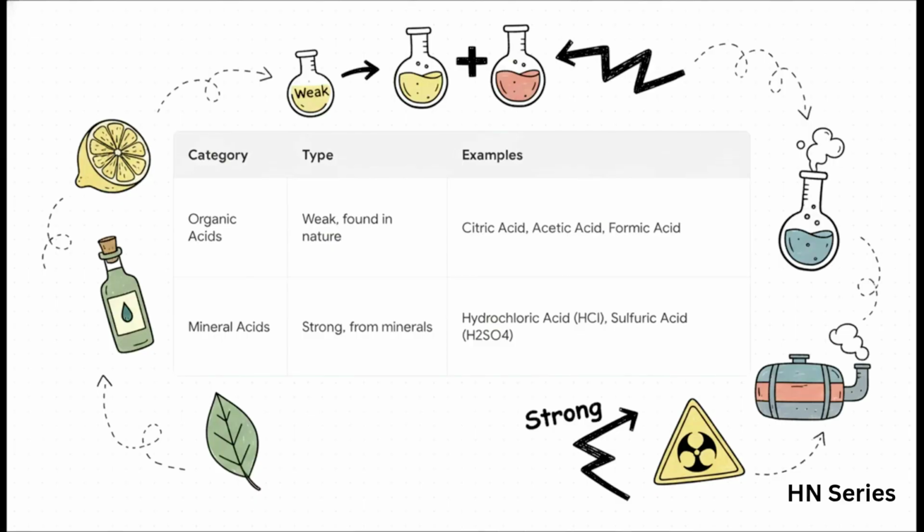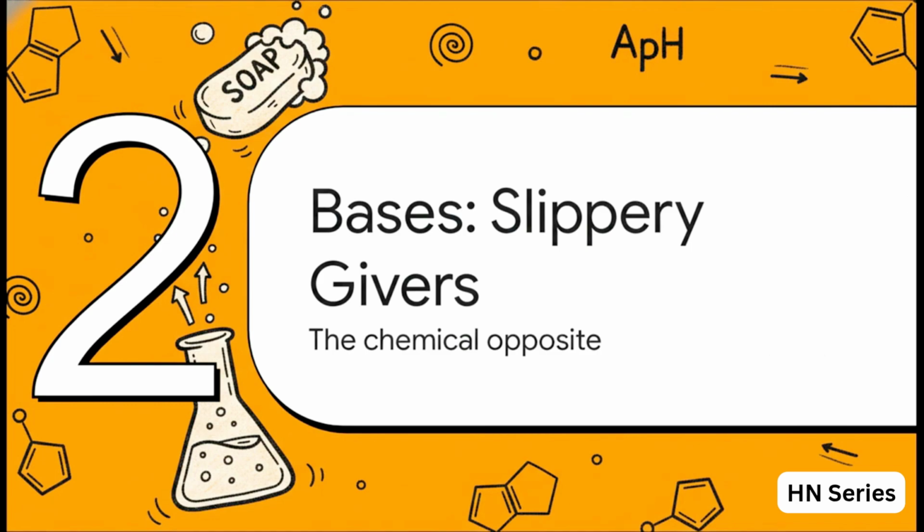Now this is super important. Not all acids are created equal. Not even close. They basically fall into two big families. On one hand, you have your organic acids. These are the weak ones found in nature, like citric acid in lemons or acetic acid in vinegar, the kind you eat all the time. But on the other hand, you've got mineral acids. These are the strong ones, like hydrochloric acid, and they're seriously powerful, corrosive industrial chemicals. A whole different ballgame. All right, on to our next character in this story, the base. And as you'll see, it is the chemical opposite of an acid in just about every way.